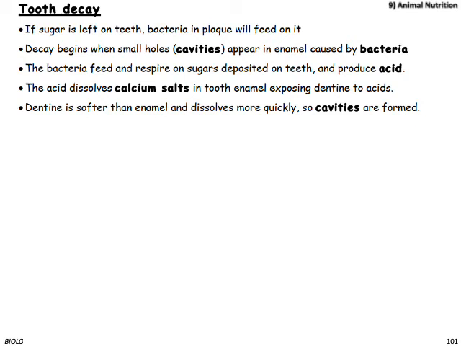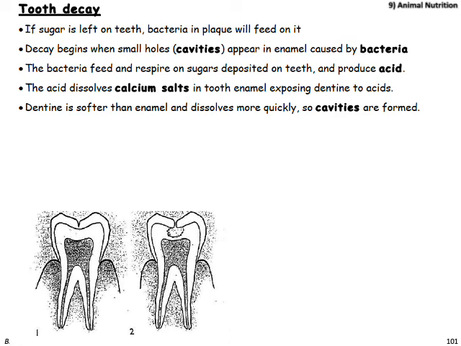Tooth decay. If sugar is left on the tooth, bacteria in plaque will feed on it. The decay begins when small holes like cavities appear in the enamel, caused by bacteria. The bacteria feed and respire on sugar deposited on teeth and produce acid. These acids dissolve the calcium in the tooth enamel, exposing the dentine, and dentine is very sensitive because it is connected to nerves, which are inside the pulp. Dentine is softer than enamel and dissolves more quickly, so cavities are formed. You can see from the figure it starts by breaking the enamel. Once it reaches the dentine, the rate of dissolving is much faster.